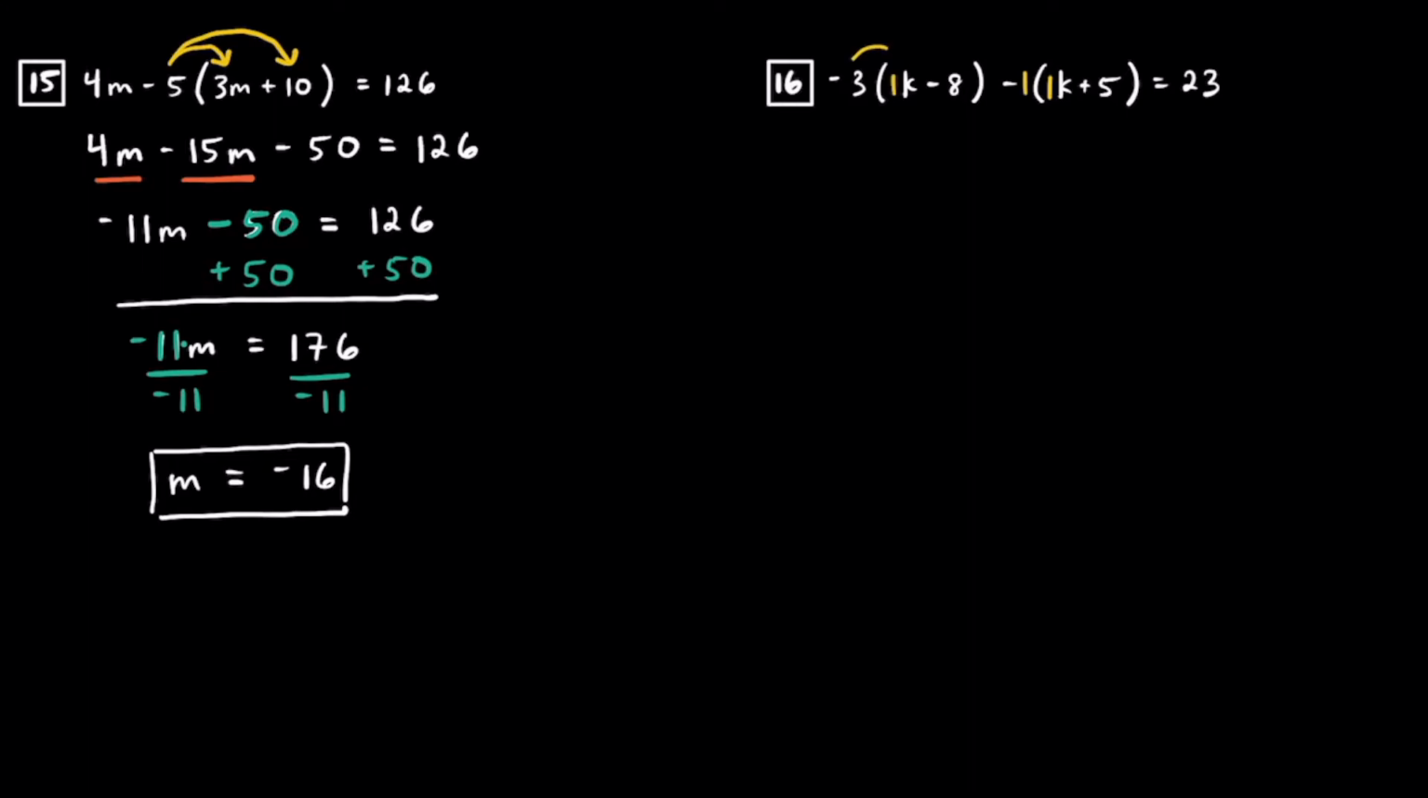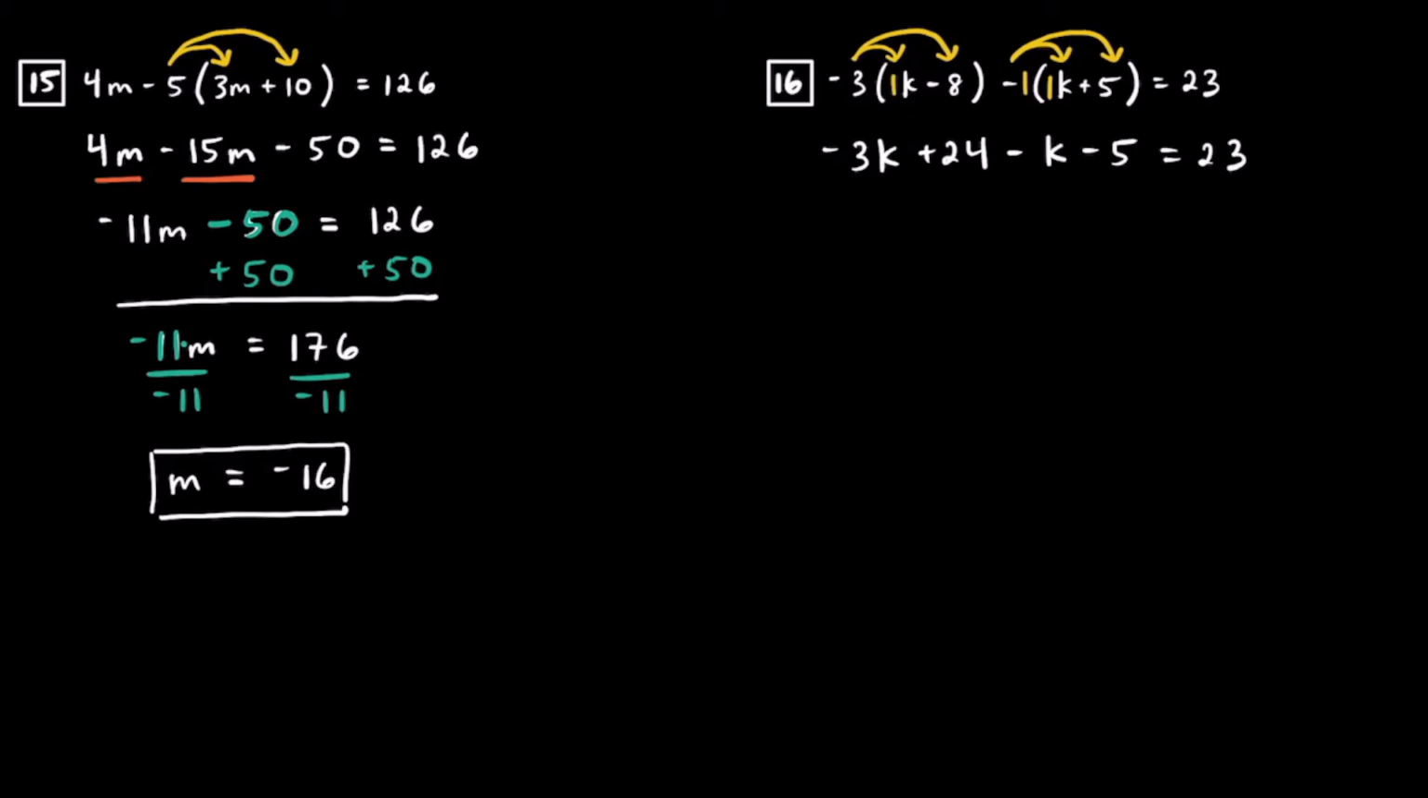So to begin, this negative 3 times positive 1, that's going to be negative 3 or negative 3k. Then going ahead and distributing this negative 3 to this negative 8, that's going to be a positive 24, so we're at plus 24. Following that, we're going to distribute a negative 1 to a positive 1. That's going to equal negative 1 or negative k. Then we'll distribute this negative 1 to this positive 5, and that's going to be a negative 5 or minus 5. That's all going to equal 23 on the right side.